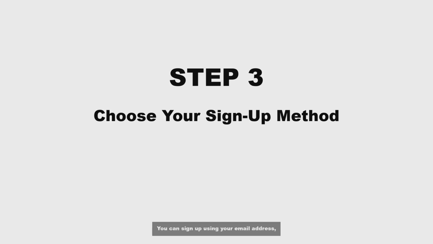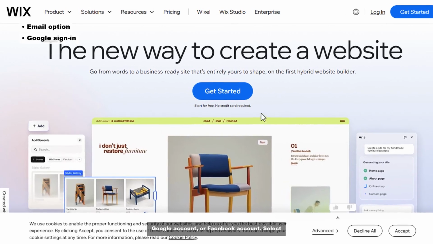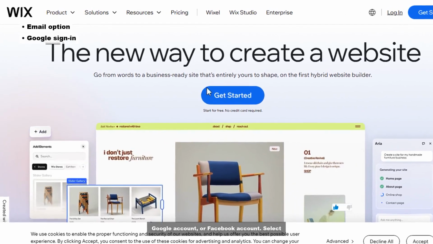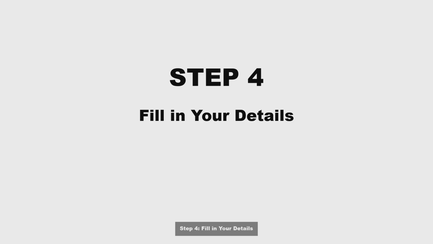Step 3. Choose your sign-up method. You can sign up using your email address, Google account, or Facebook account. Select the method that works best for you. Step 4. Fill in your details.